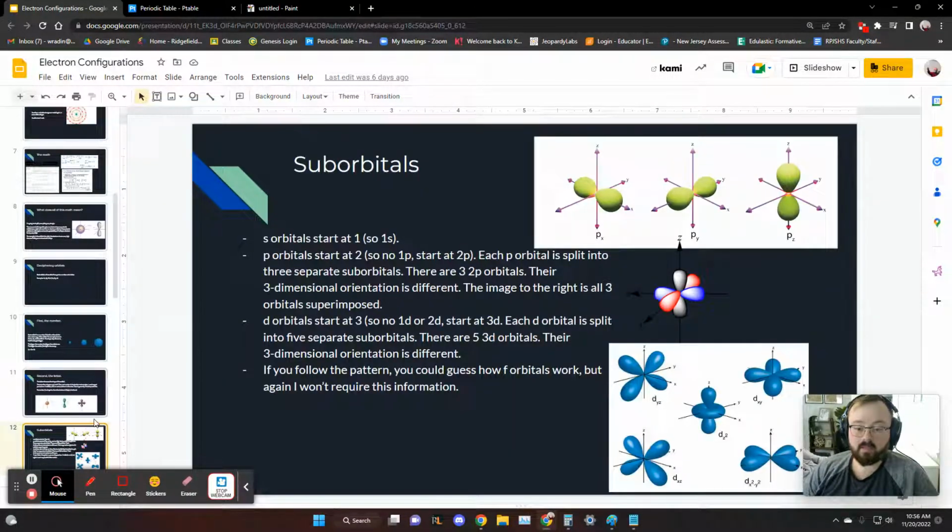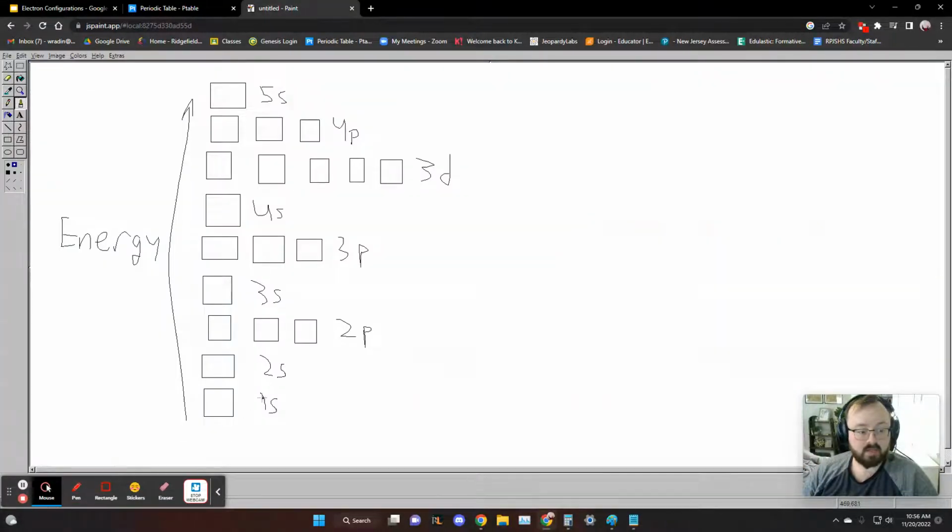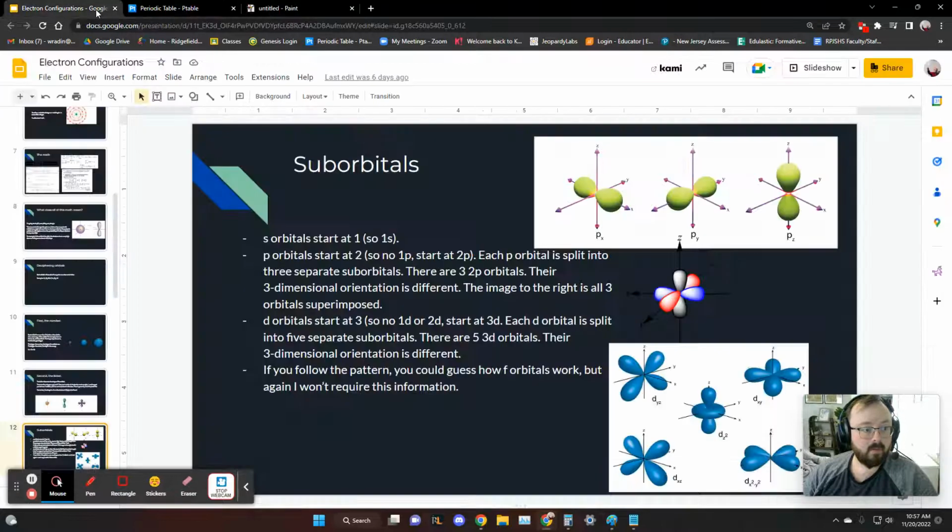Each of these orbitals, and this is the best way to explain this without going to quantum numbers, has suborbitals where they split off. These are just rules that generally make our lives easy. The s orbitals have only one orbital in them, and they start at 1s. Here's our 1s. That's the only one that has the principal energy level of 1. P orbitals start at 2. There's no 1p. Again, I'm streamlining this instead of going into the quantum numbers, the math behind this.